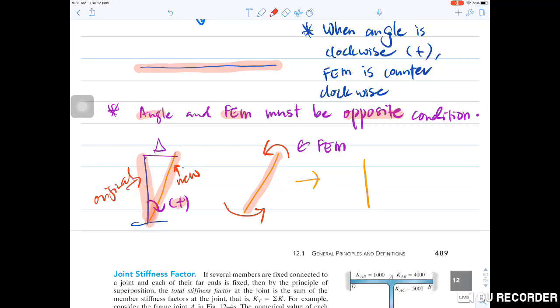Okay, what happened is the moment or fixed end moment will push both sides, this and this, so that the column will move to straight position, which means vertical condition, original position again. So we need to apply moment at both ends to push it back to original position. So what we can say is, when the angle is positive, FEM is negative. When angle is negative, FEM is positive.